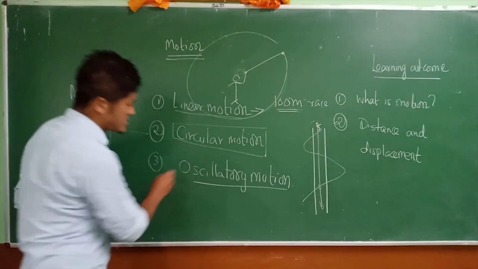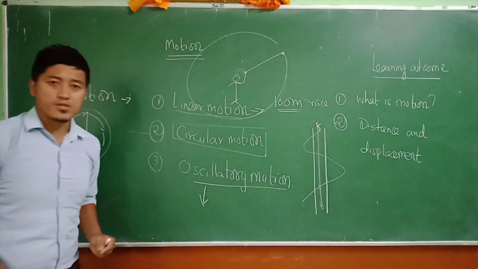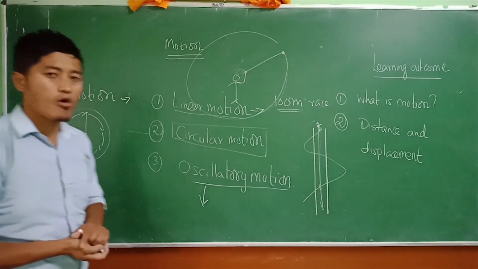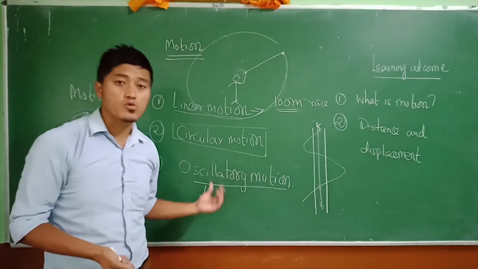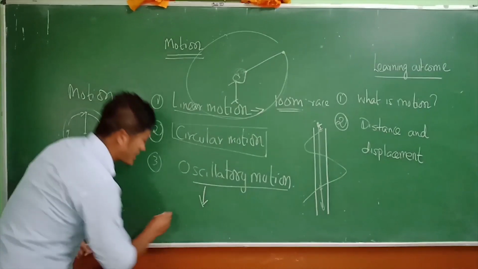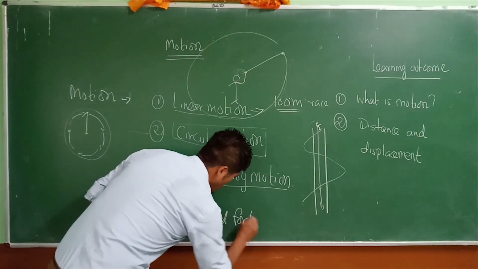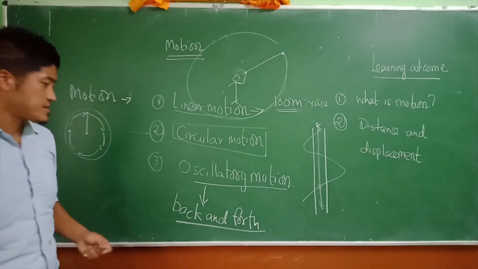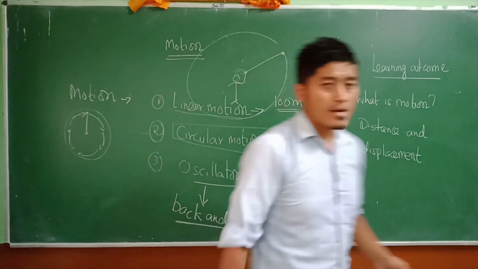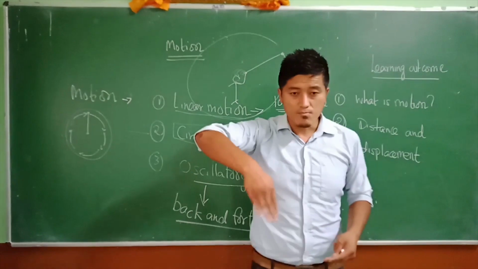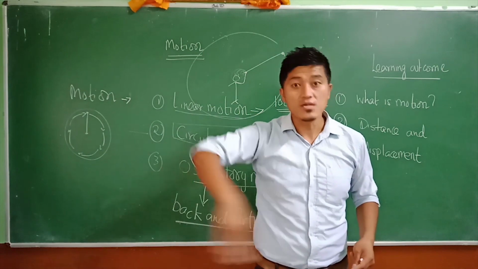Now the last one is oscillatory motion. Oscillatory motion means oscillation, that means back and forth. Any object which moves back and forth, we refer to this kind of motion as oscillatory motion. You can also take the example of a pendulum, because normally a pendulum moves to and fro. This kind of motion is what we call oscillatory motion.